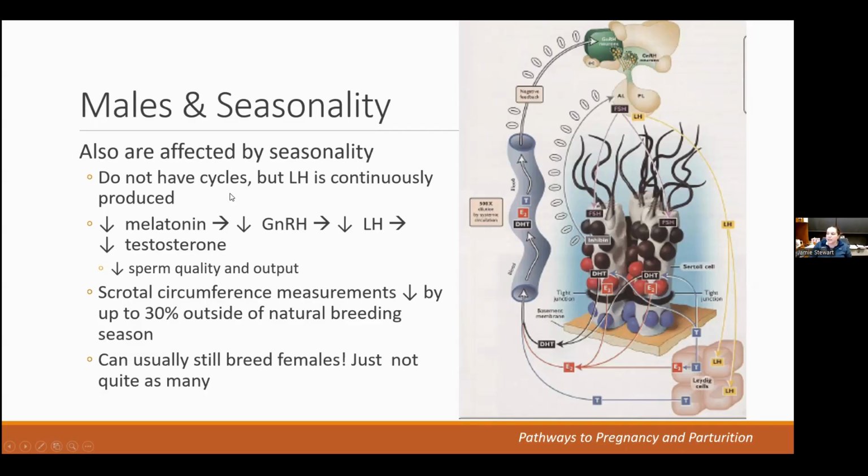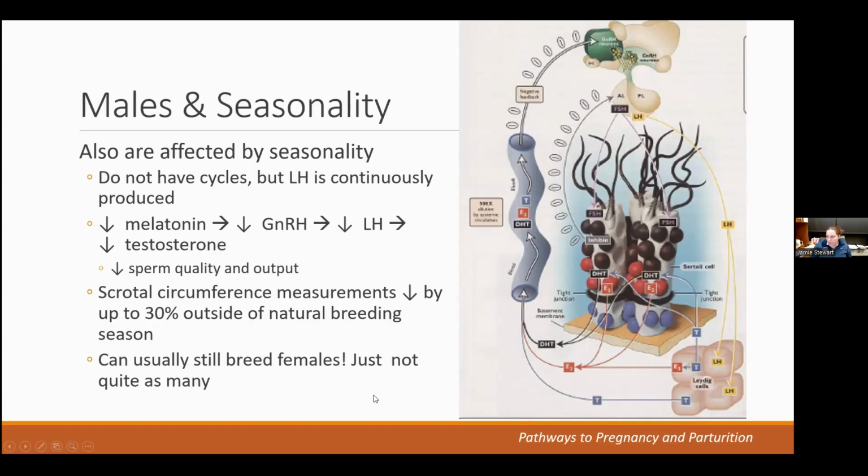So when they're out of season and all of this is decreased, it's going to decrease their sperm quality and their output. And this makes sense if you've ever looked at your males out of season, so their scrotal circumference can drop by up to 30% outside of the breeding season. And again, this is breed specific. We've got breeds that are very not affected by season. Again, our tropical breeds, our haired sheep breeds, things like that, they don't tend to be quite as affected as some of our temperate wool breeds. And they can usually still breed females, just not quite as many.